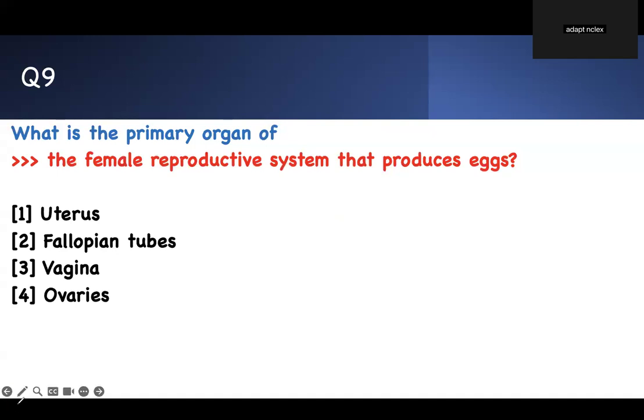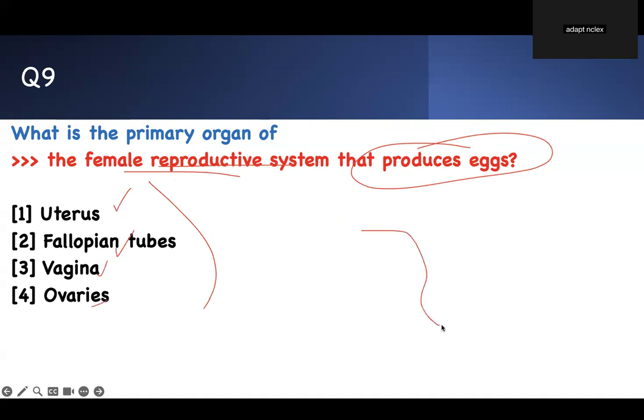What is the primary organ, the number one organ of the female reproductive system that produces eggs? First of all, keyword is production of eggs. That means all of the choices have to be part of the female reproductive system. The uterus is part of it, the fallopian tube, the vagina, and the ovaries. This is what it looks like. This is the uterus, and the cervix is here, and your vagina here. The fallopian tube comes in, and they have finger-like projections, and the ovaries fit here.